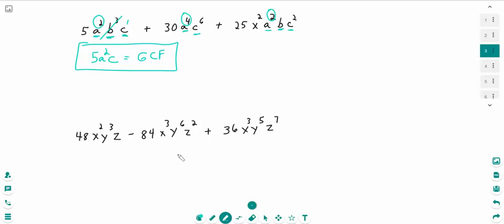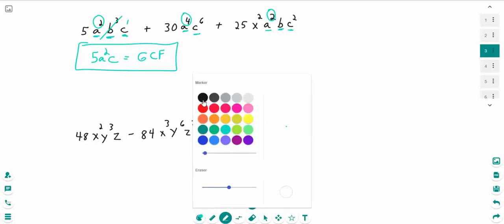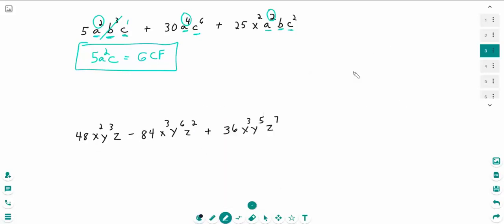All right, let's try the next one. Now, this next one is designed to be a little bit trickier. We've got bigger numbers here, right? 48, 84, and 36. It might not be obvious right away what would be the greatest common factor for those three. So in this case, let's actually figure that out by stepping through the process of finding the prime factors.